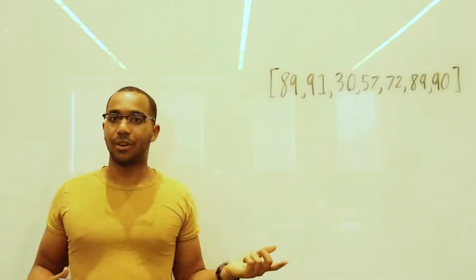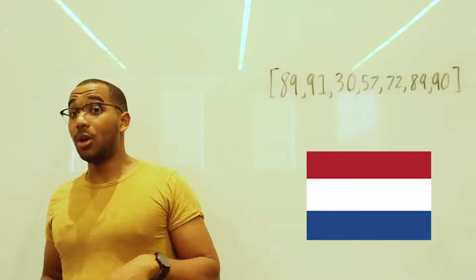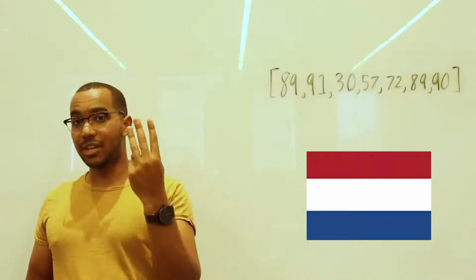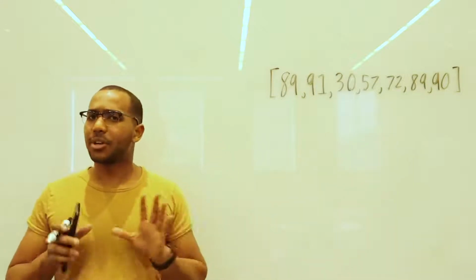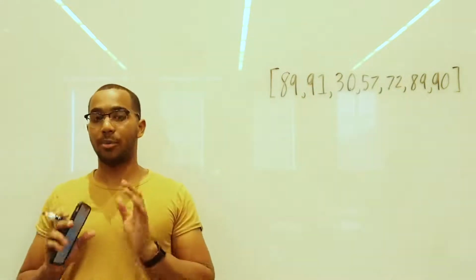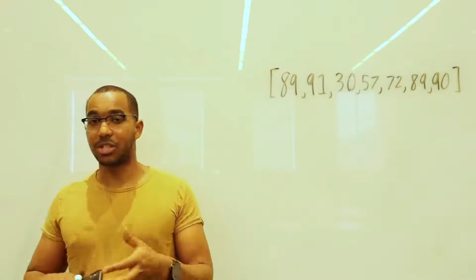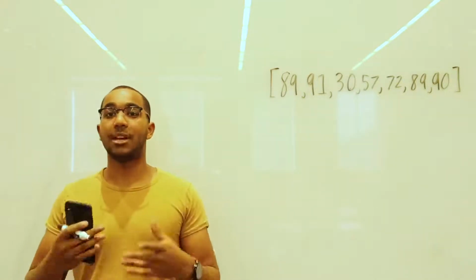And this is different for things like the Dutch national flag problem. We partition into 3 sections, and then we would do 2 passes, one forward, one back. But the concept is the same. So we'll go over other problems like that, dealing with partitioning. We see that in quicksort. We see that in many other algorithms.